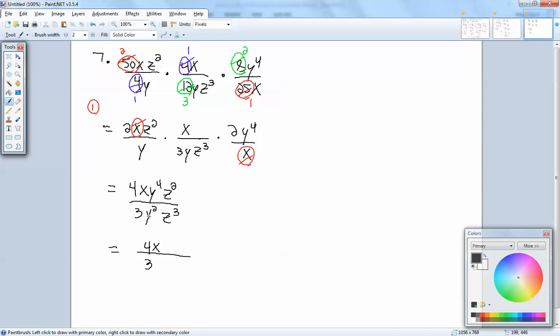Here we have y to a power over y to a power. So for our y's, we'll subtract a smaller exponent from a larger one. 4 minus 2 is 2, so we're going to have y squared where our larger exponent was, which was up on top. Now for our z's, we have z squared over z to the third, subtract a smaller exponent from a larger one. 3 minus 2 is 1, so we're going to have z to the first where our larger exponent was, which is on the bottom. And then anything in the first power you can just write without the 1. So that's 4xy squared over 3z.